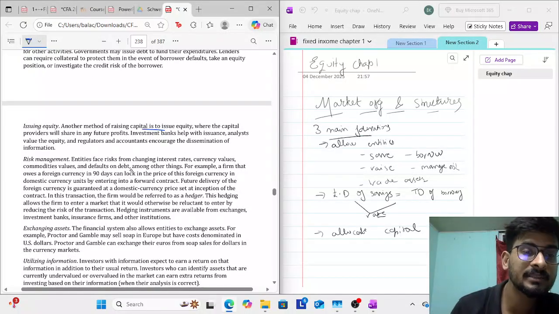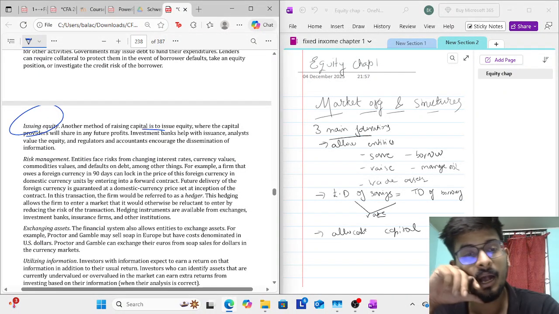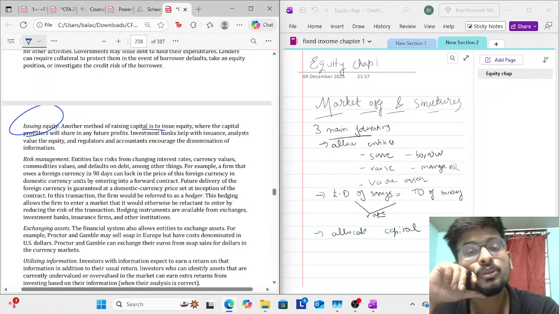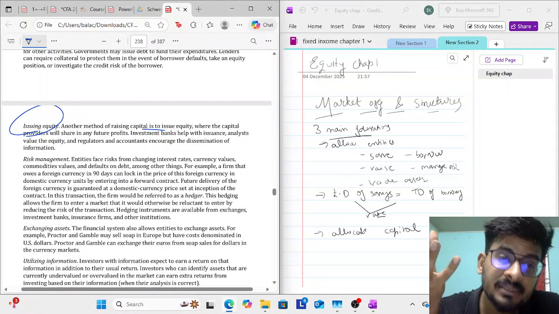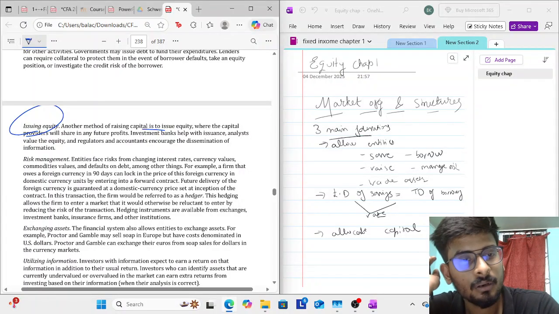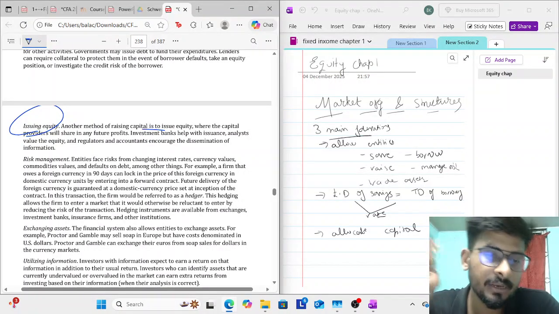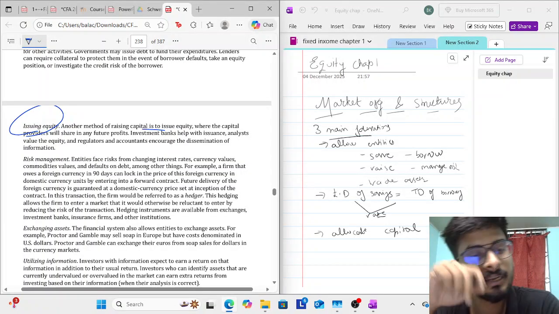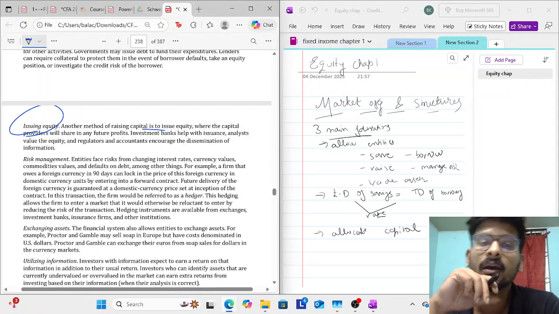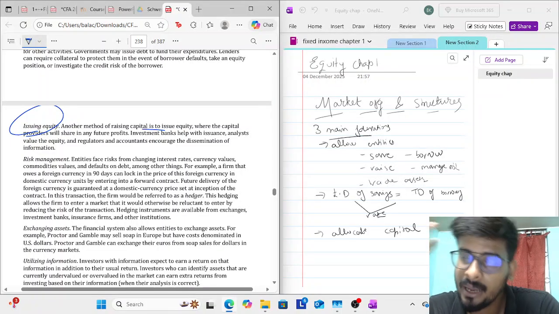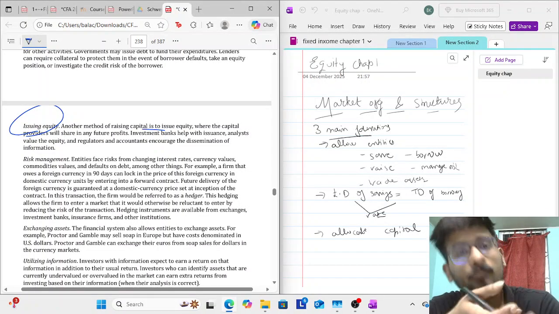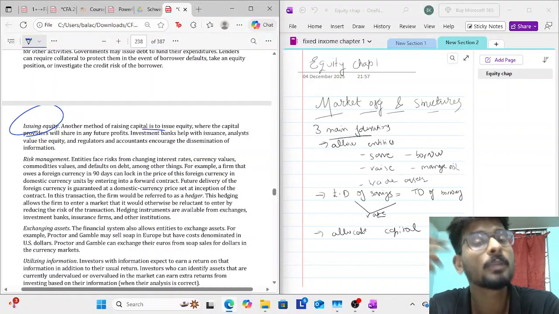Now the third point is issuing equity. Another method of raising capital is to issue equity. One may borrow, one may issue equity, where the capital providers share in any future profits. Investment banks help with issuance. Analysts value the equity, and regulators and accountants encourage the dissemination of information. So one may borrow, one can issue equity, and if the equity is coming from the owner's side, they can have a part of more profits.